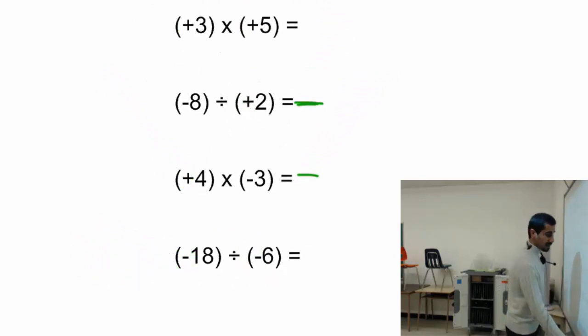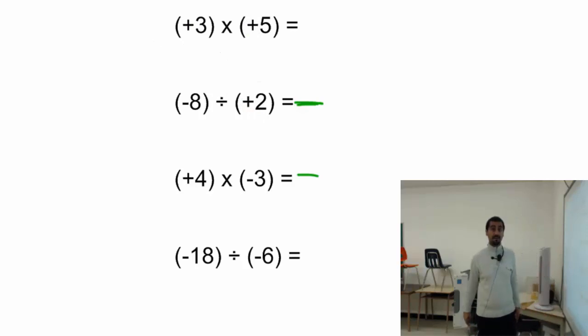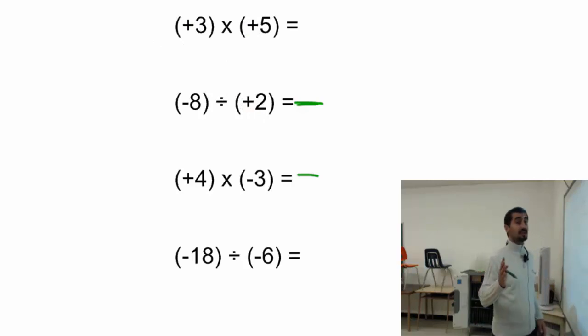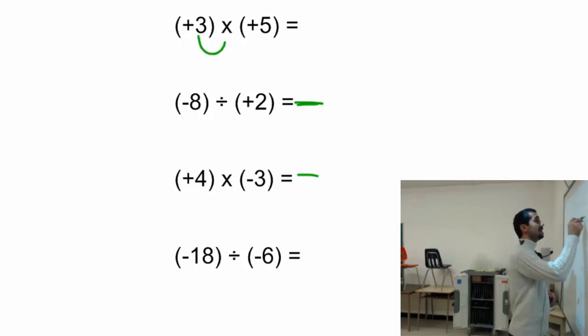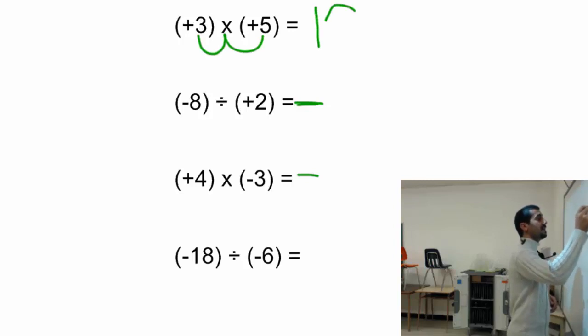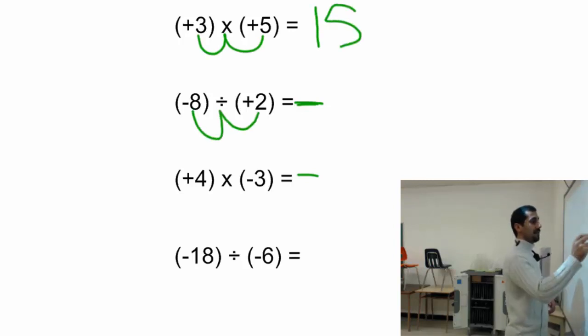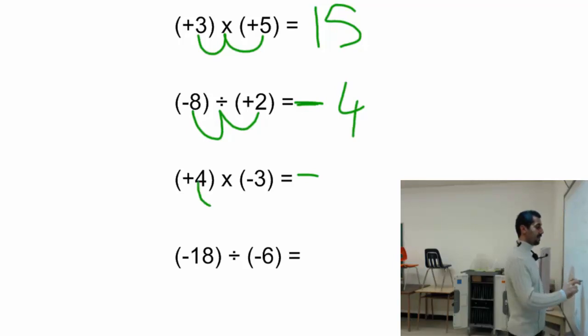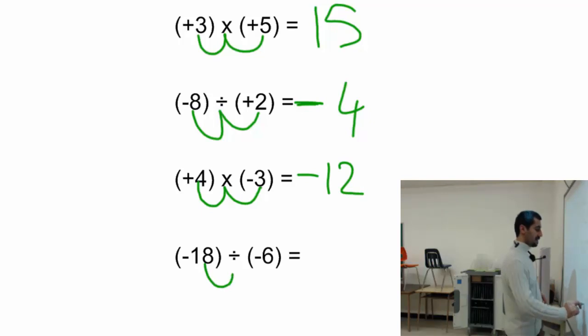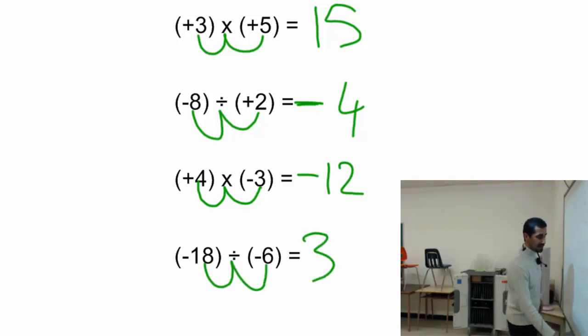Let's clean this. All right, now let's do the numbers depending on the operation. So remember, this rule applies for both multiplication and division. 3 times 5, 15. 8 divided by 2, 4. 4 times 3, 12. 18 divided by 6, 3. Done.